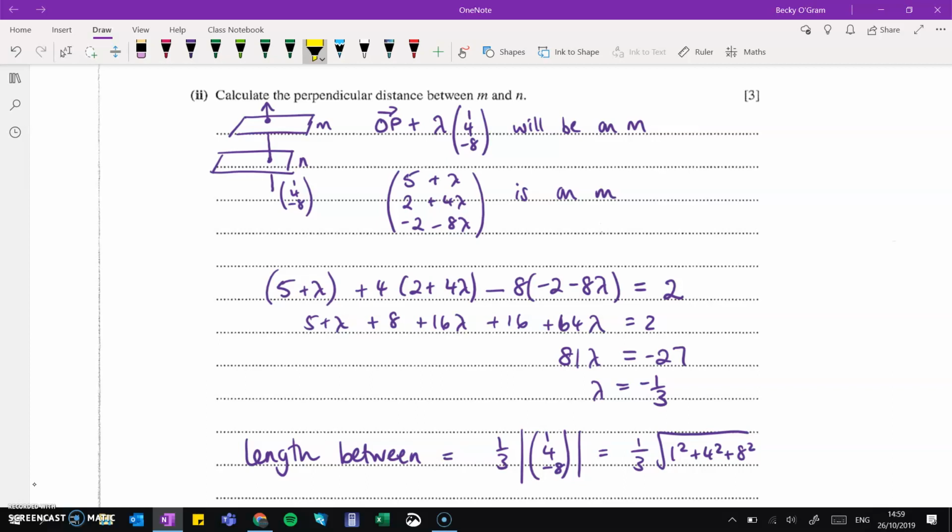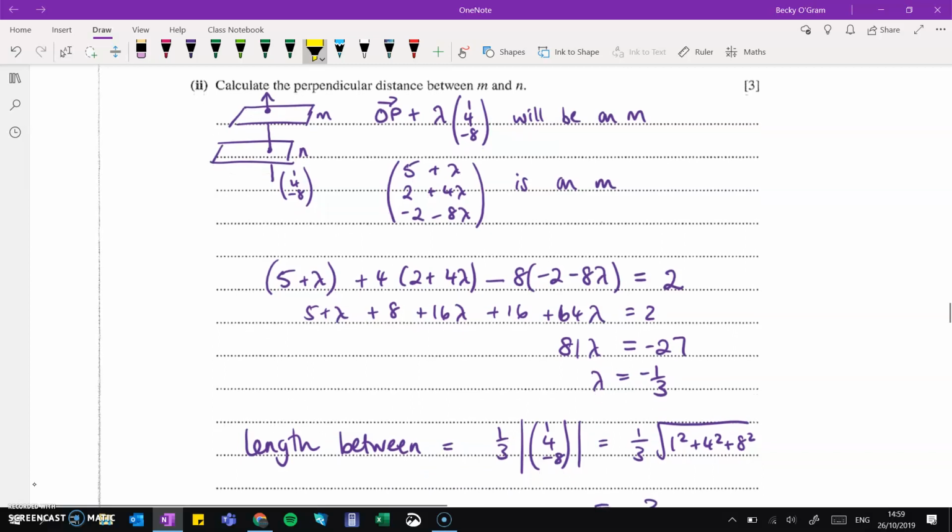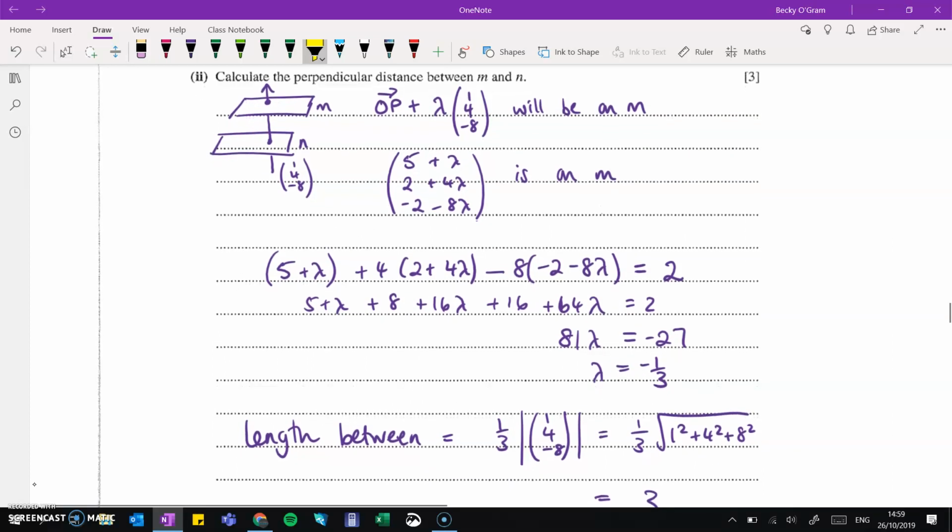Okay, so thinking about that, if I put this as lambda being some multiples of the normal, then we can rearrange that to put the OP and that bit together. We know that this position vector here will be on M. So then if we put that into the equation of the plane for M, then we can follow that through and work out that lambda is minus 1/3 in that case. Now, since we're just looking for length, we can forget about the minus portion of that. We're just trying to find the distance of it.